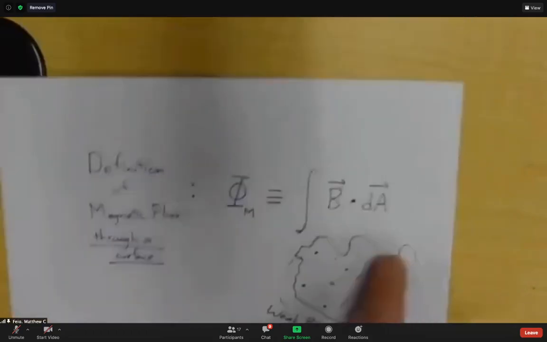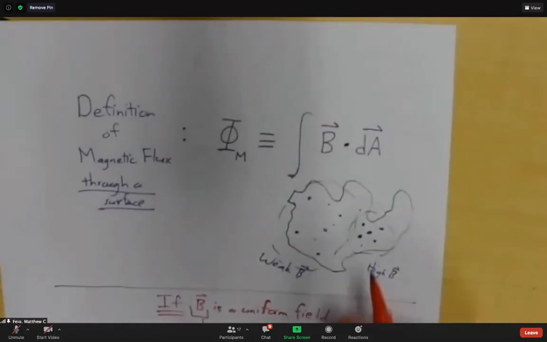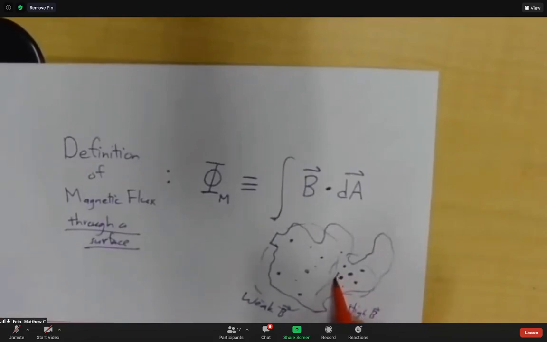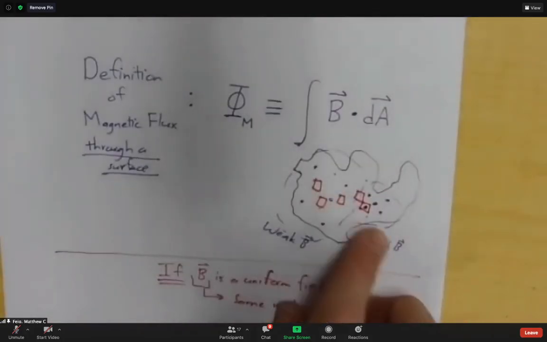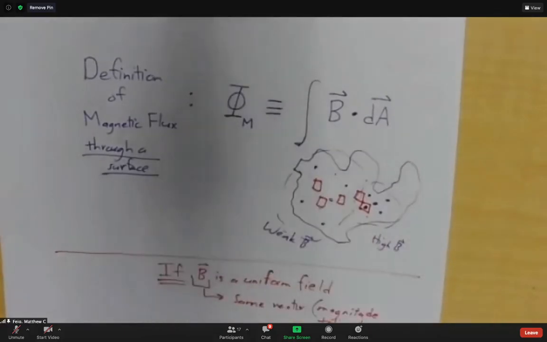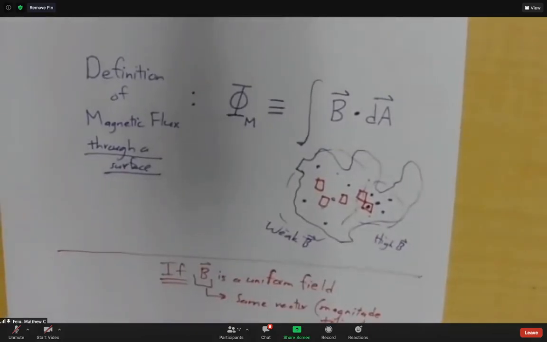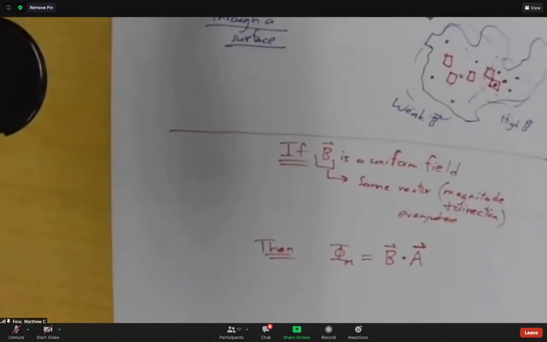So this means consider every little patch of area. So what is dA? dA would be like this little box. And then the next dA would be this box, and the next dA would be this box and this box and this box. And if we add up the flux through every little box, we get the total flux through the loop. But what if every box encloses the same strength and direction of magnetic field? Then you can just do B dot A. Now the directions are still going to matter here.